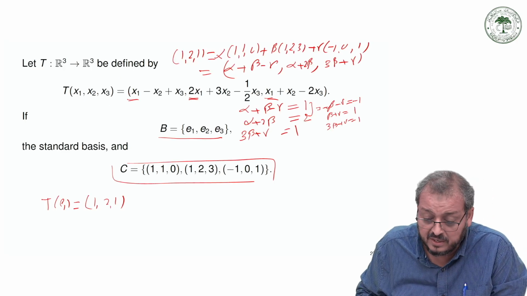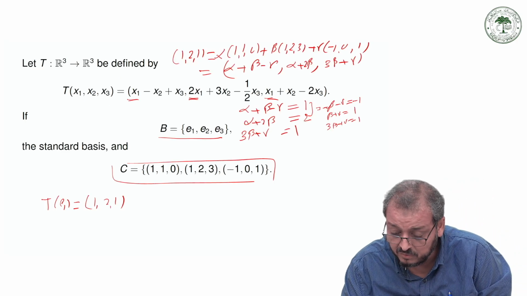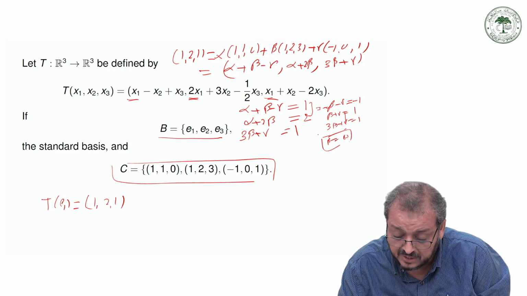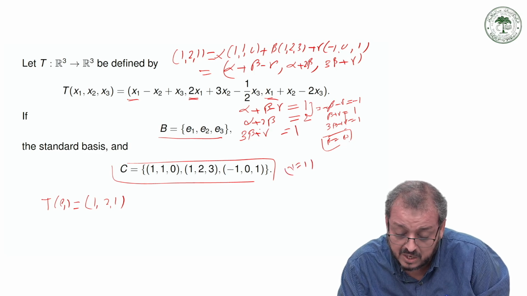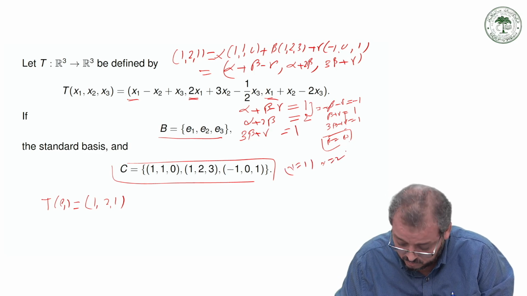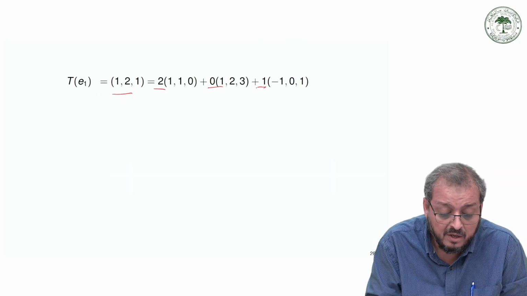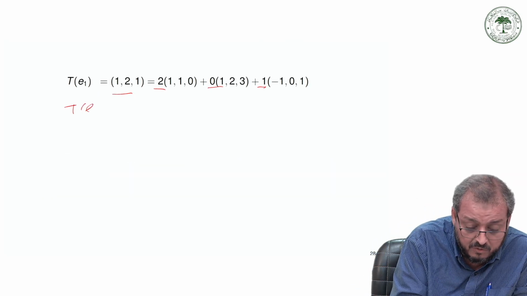Clearly, if you subtract these, you get beta is equal to 0. Okay, beta is equal to 0 means gamma is equal to 1 and alpha is equal to 2, so we can write it in the form of 2 0 1. Now we calculate what is our T of e2.